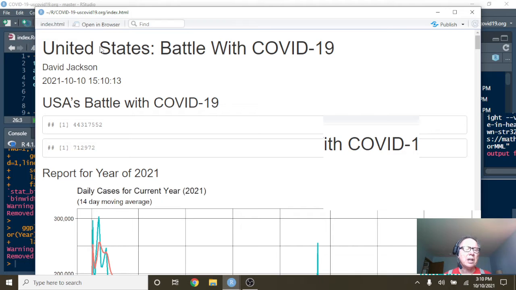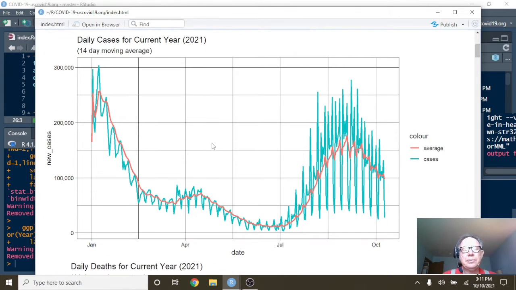But yet with COVID-19, we're tracking it from the day of the first case and the day of the first death. So this means that so far we have 44.3 million cases since January 2021 and 712,972 deaths since the end of February 2021. Okay?